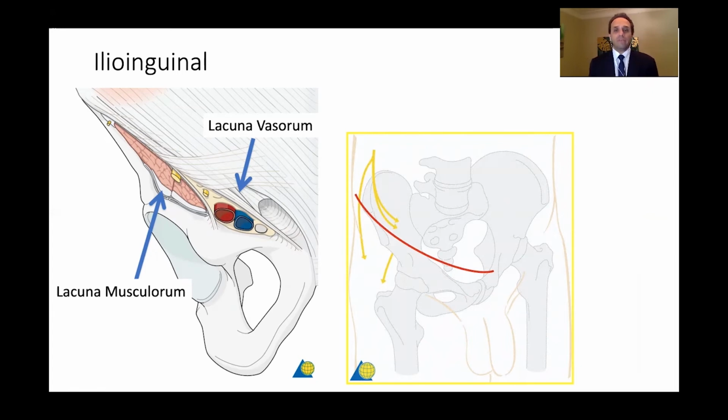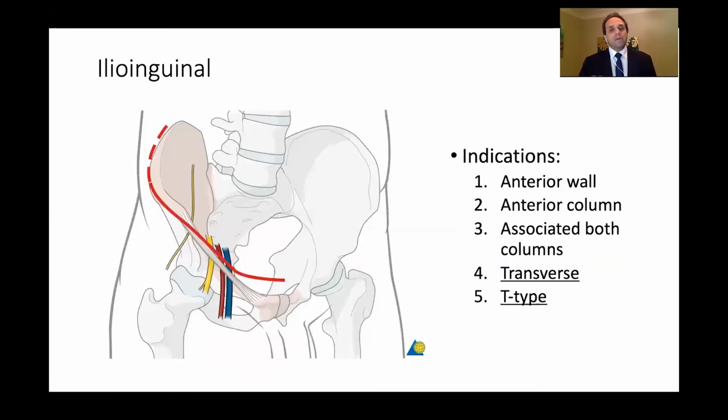The ilioinguinal is an approach that is anterior, so mainly aiming at anterior fractures. We have three windows: one lateral window in the iliac fossa, one medial window in the cave of Retzius, and one middle window between the lacuna musculorum, which is the fascia containing iliopsoas and femoral nerve, and the lacuna vasorum, which contains the external iliac vessels. This is the incision usually. This is where the lacuna vasorum is, and this is where the lacuna musculorum is, and this is the lateral cutaneous nerve of the thigh.